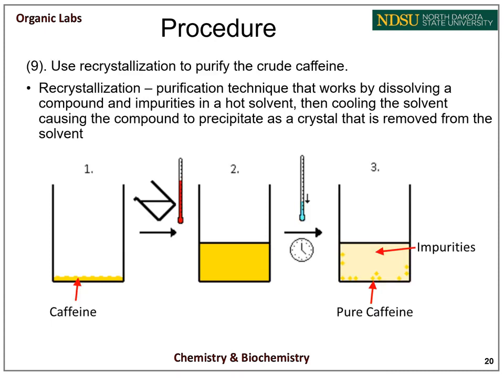Now you have crude caffeine that needs to be purified. Step 9. Use recrystallization to purify the crude caffeine. Recrystallization is a purification technique that works by dissolving a compound and impurities in a hot solvent, then cooling the solvent, causing the compound to precipitate as crystals that can be separated from the solvent.